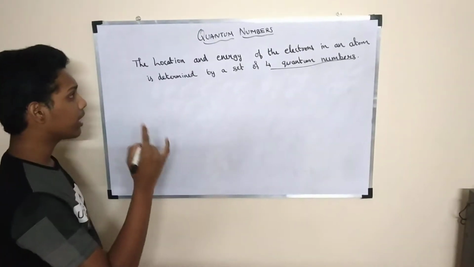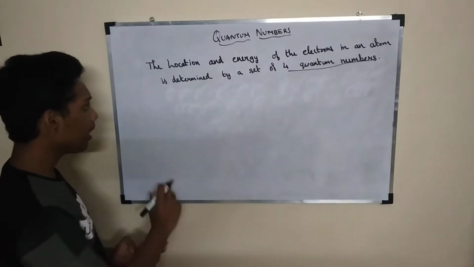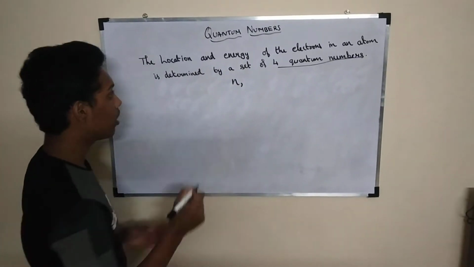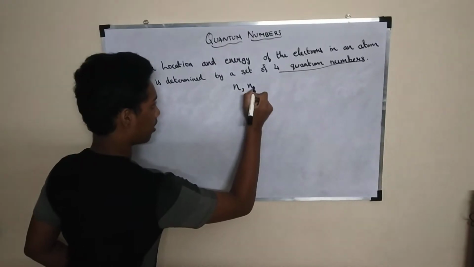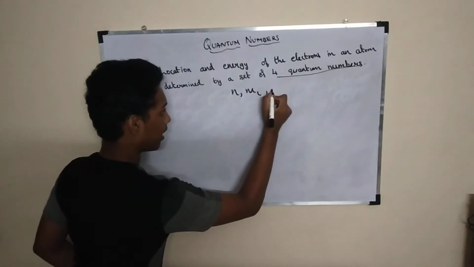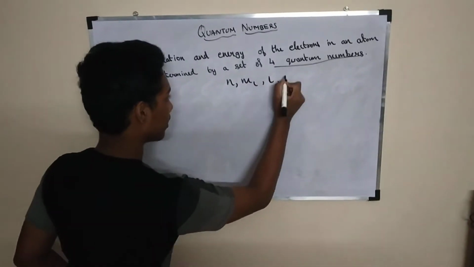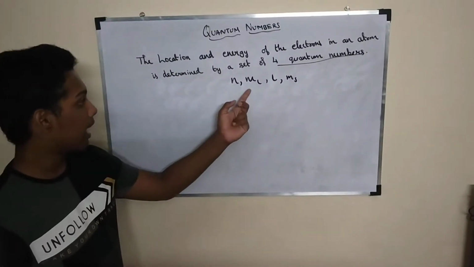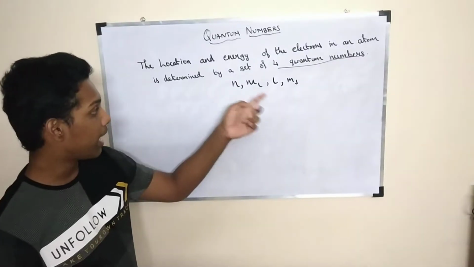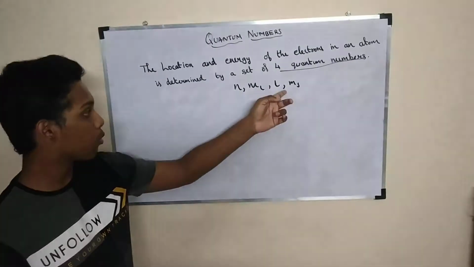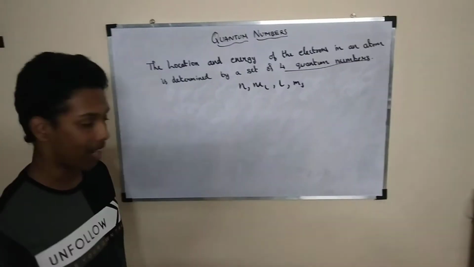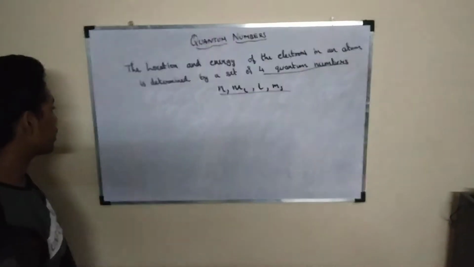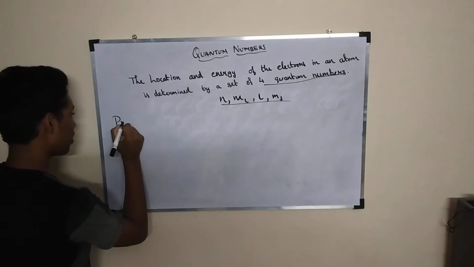So the four quantum numbers are n, ml, l, as well as ms, right? These are the principal quantum number, ml means magnetic quantum number, l means angular momentum quantum number, ms means spin quantum number. These are the four things we are going to discuss today. Now let's discuss the first one, which is the principal quantum number.